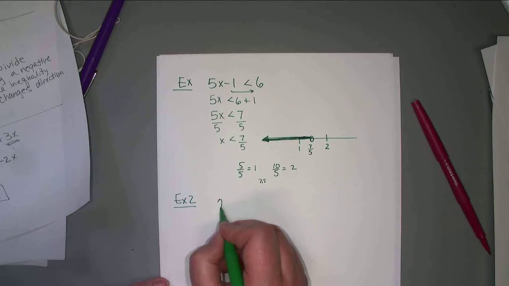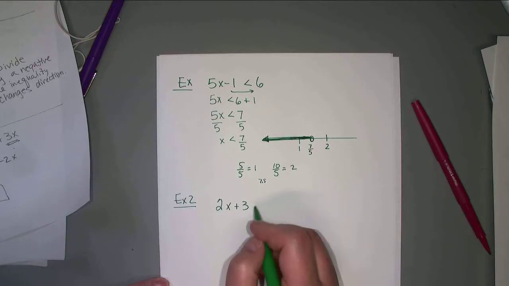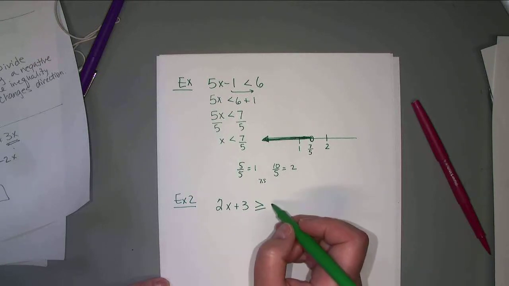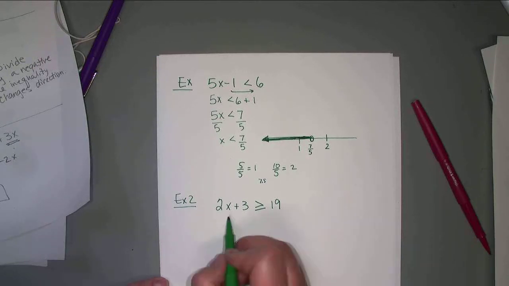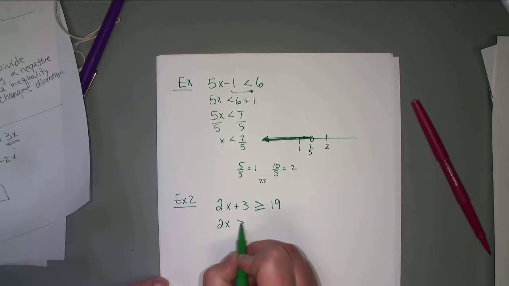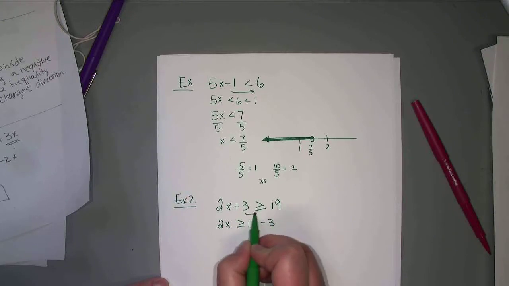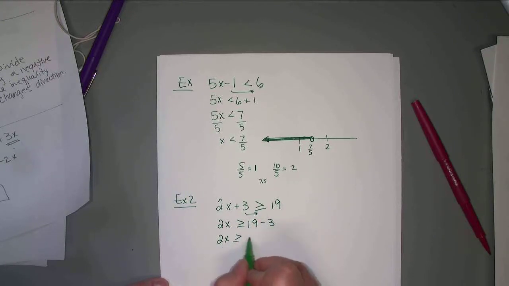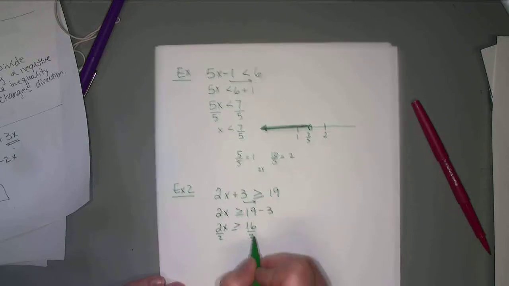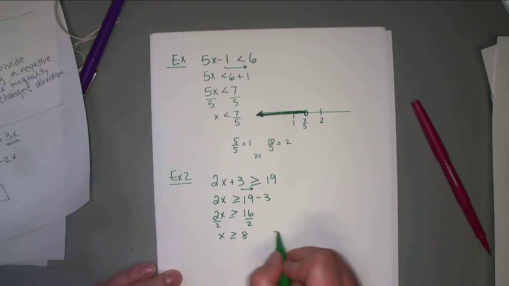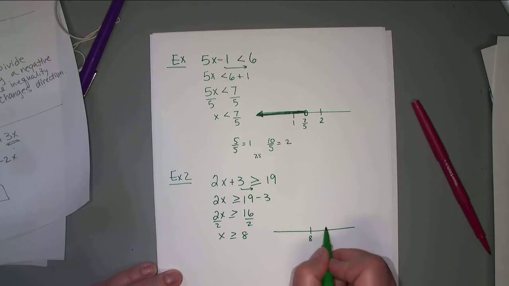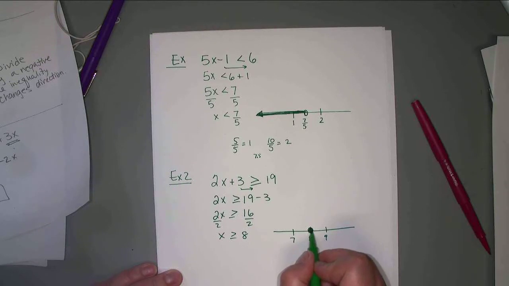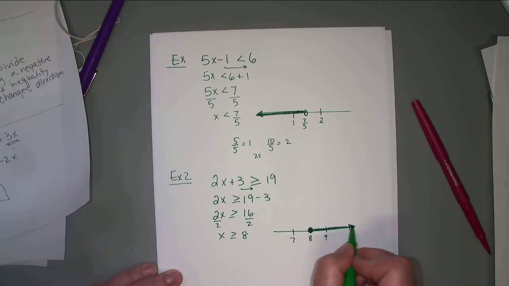Okay, so our second example, 2x plus 3 is greater than or equal to 19. So in the same way, 2x greater than or equal to 19 minus 3, so we bring that 3 over. Divide both sides by 2. So x is greater than or equal to 8. So color that in. And we go in that direction.